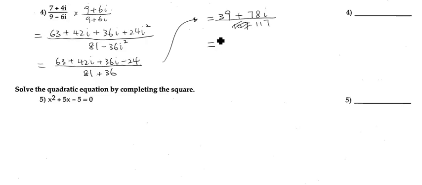Can we simplify more? Can I say 39 and 117 reduce? No. But what we could do is see if there's anything we can simplify. Can we factor out something from the top? 39 times 1 plus 2i over 117. Anything that can go into both top and bottom?